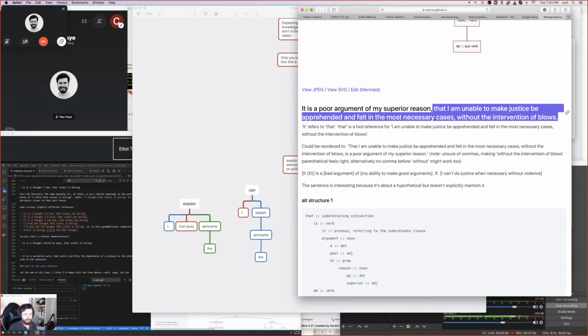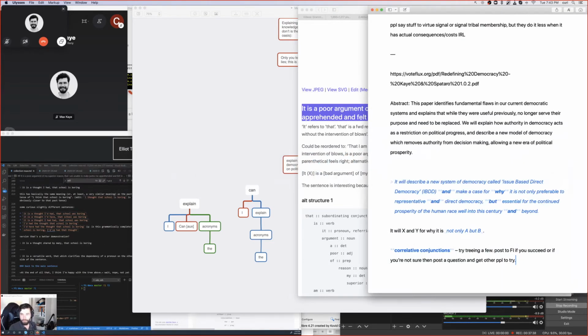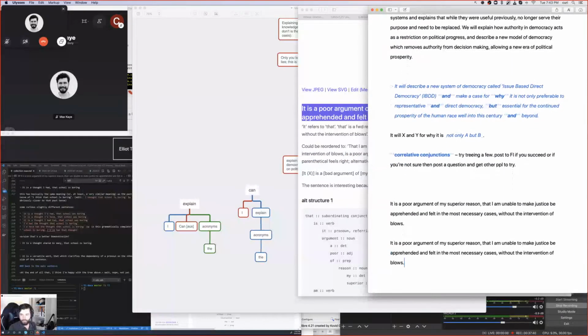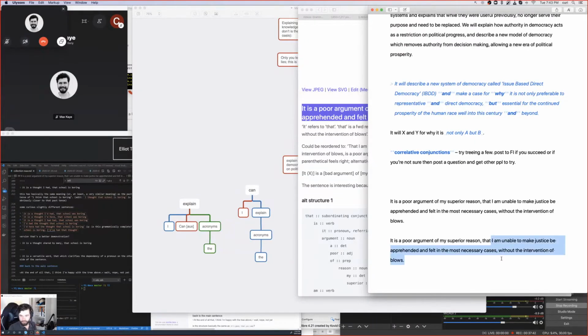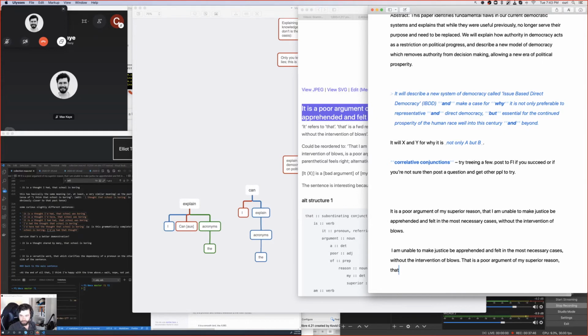So alt structure one is what you do first. What you can also do with this is the rearranging trick. So what it means is basically you can write it as two sentences, and then you make that word that, and done.